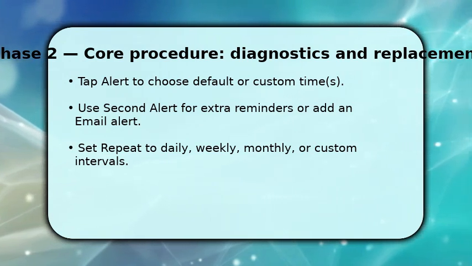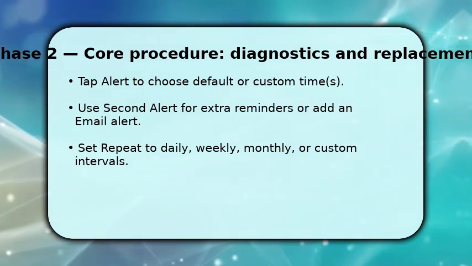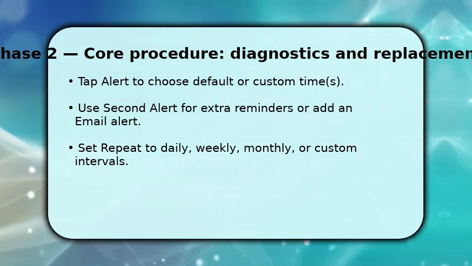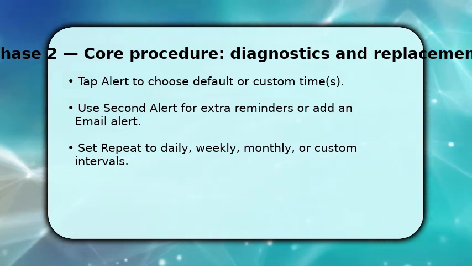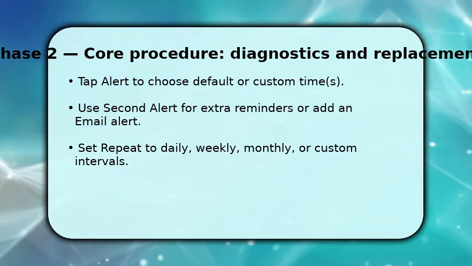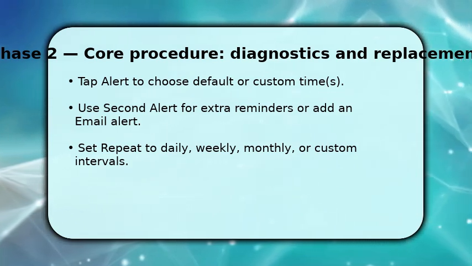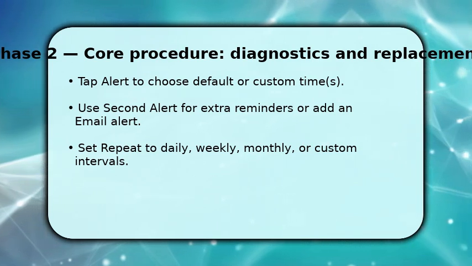You can also pick Custom to set an exact offset. If you want a backup, enable Second Alert or add an email alert when available, which sends an email reminder. For recurring events, set Repeat and choose daily, weekly, monthly, yearly, or a custom frequency.